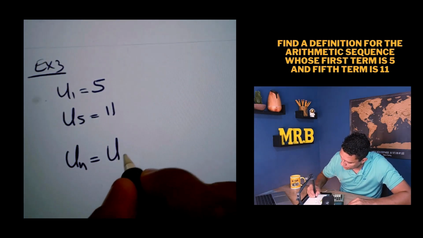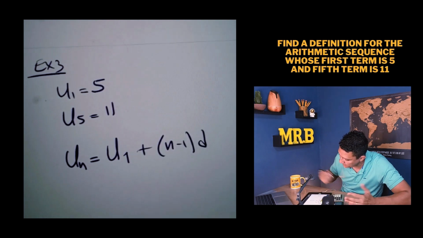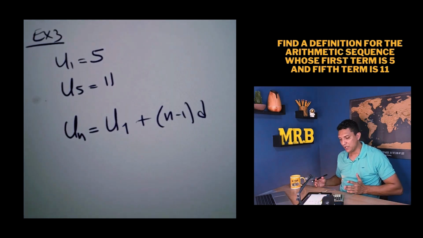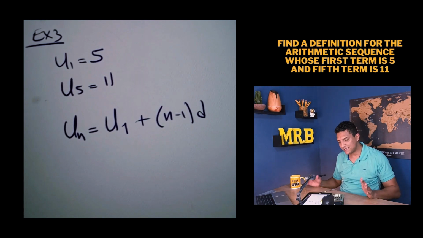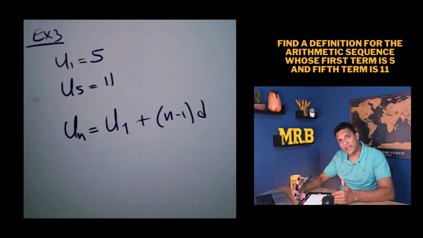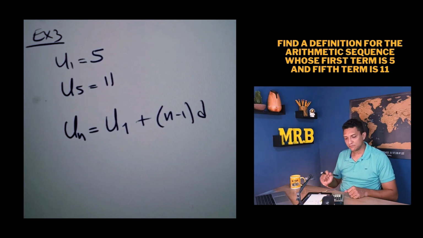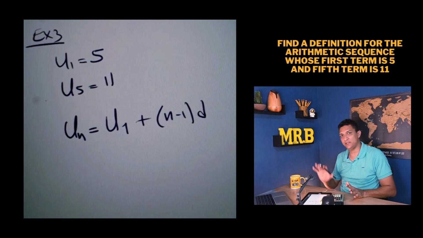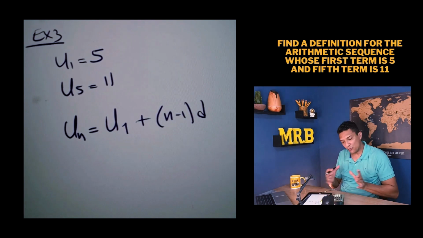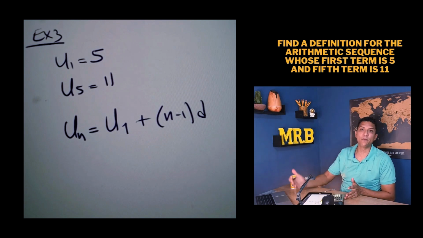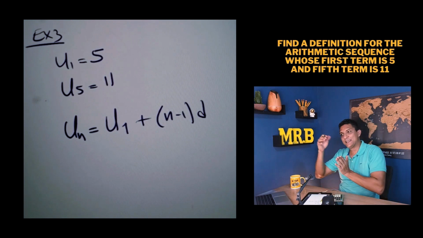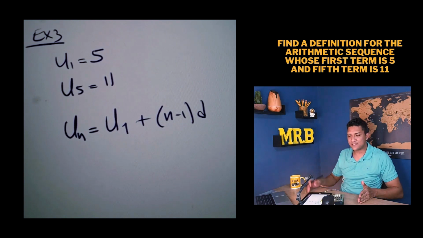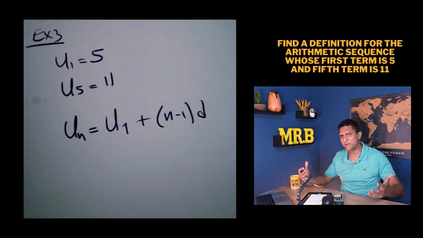u_n equals u_1 plus n minus 1 times d. Notice something, we cannot give the general expression yet because we don't have the common difference. So what I'm going to do is replace in the equation the fifth value. I know that n for that value is 5, and the first term. With that information, first I'm going to find the common difference. Then I'm going to take the same equation and replace the first term and the common difference to give the general expression. That is basically what I'm going to do.